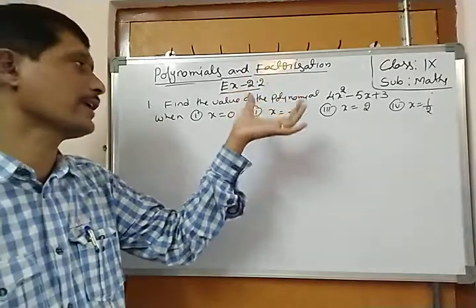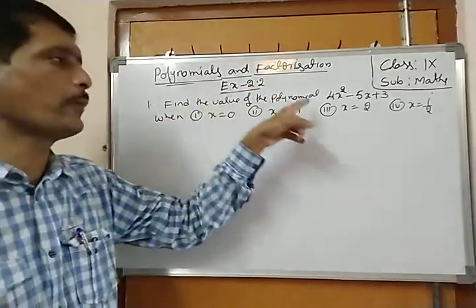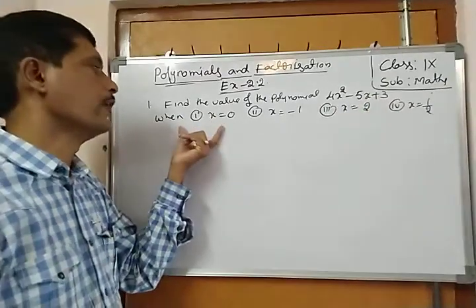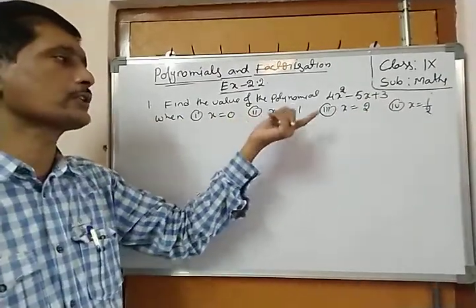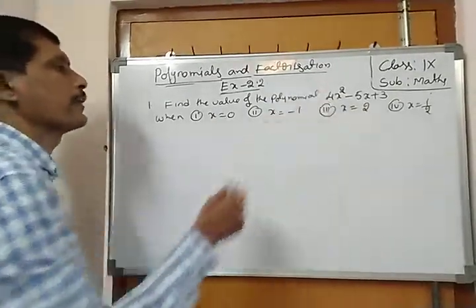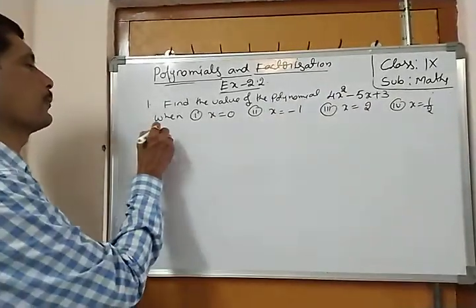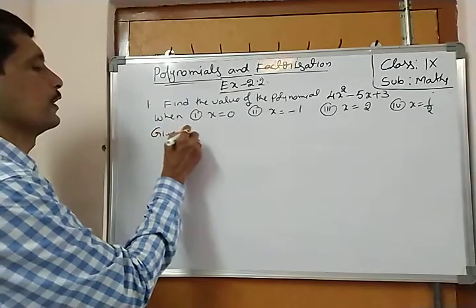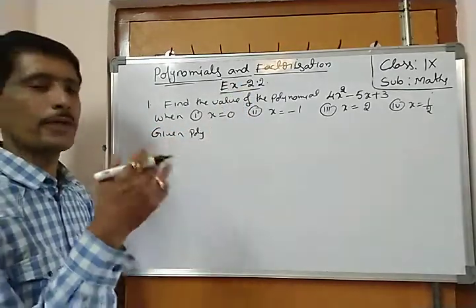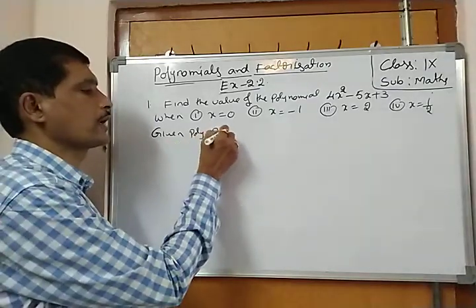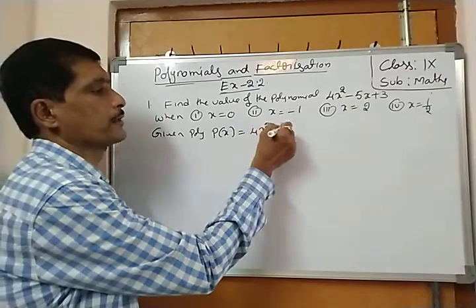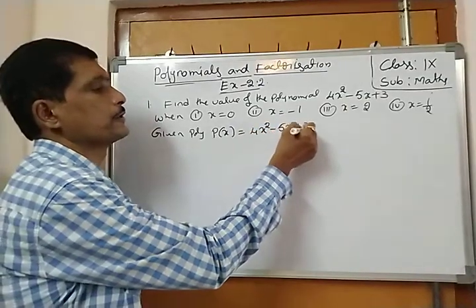That is also very easy. Find the value of the polynomial 4x square minus 5x plus 3 when x equals 0, x equals minus 1, x equals 2, and x equals 1 by 2. First, write the given polynomial. We can take any name, that is p of x or g of x, whatever it may be. That is 4x square minus 5x plus 3.